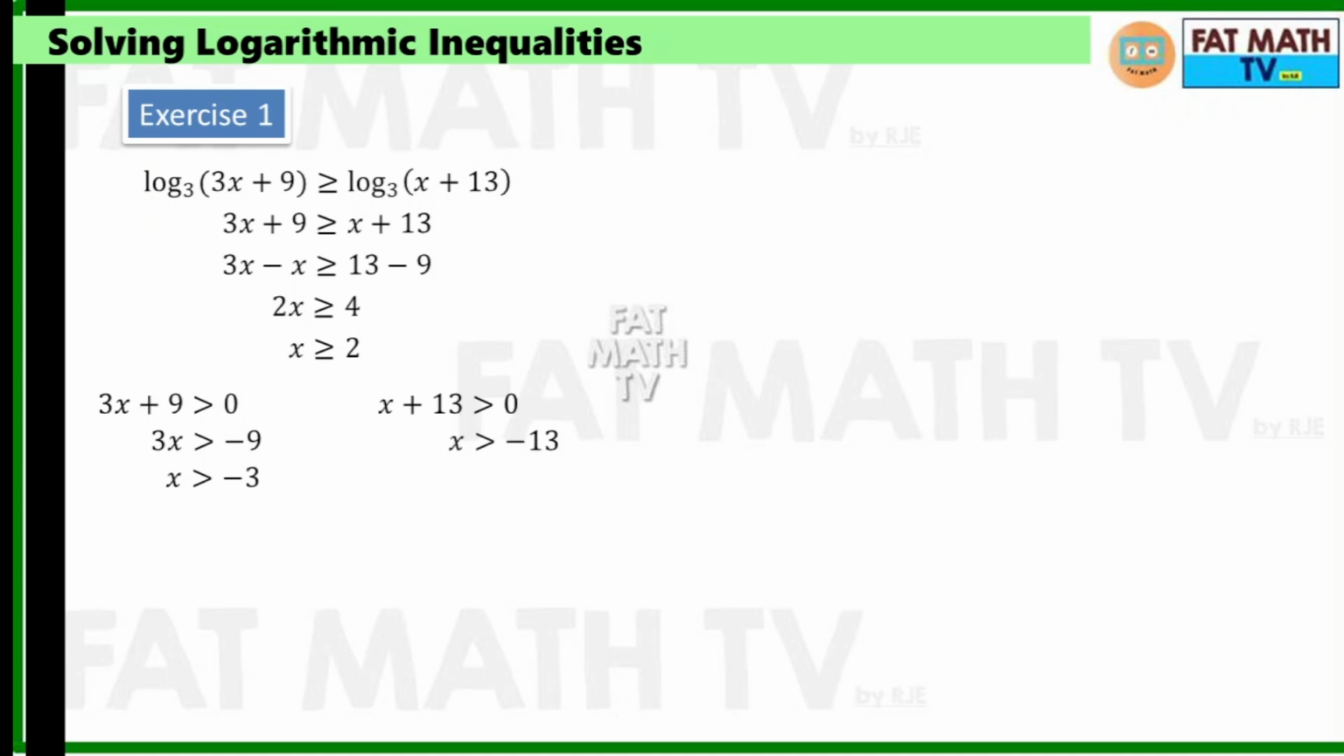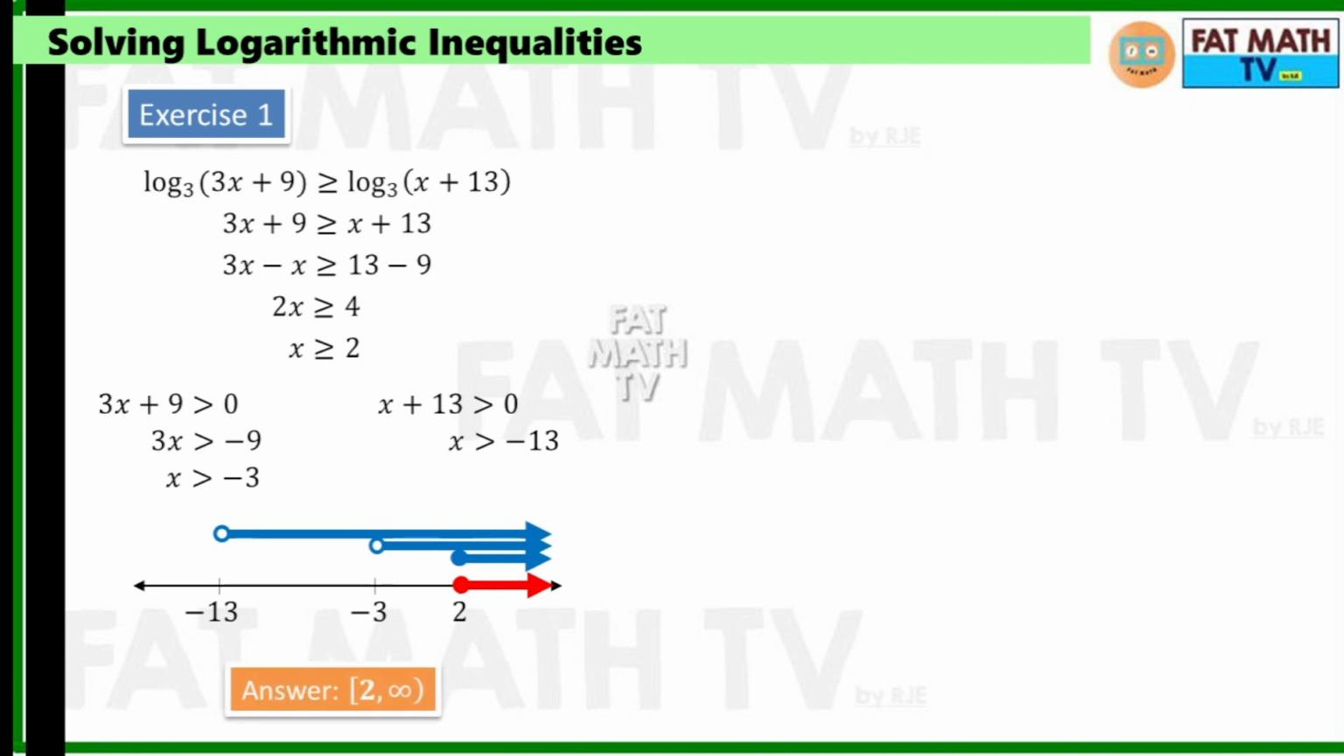So we have to locate on the number line the numbers 2, negative 3, and negative 13. Of course, the lowest is negative 13, so it should be on the left. Between the two is negative 3, and then the biggest is 2. x is greater than or equal to 2, from 2 to the right. x greater than negative 3, so from negative 3 to the right. And x greater than negative 13, from negative 13 to the right. And what is common to them is on the right of 2. So all numbers from 2 to positive infinity can satisfy the given inequality.